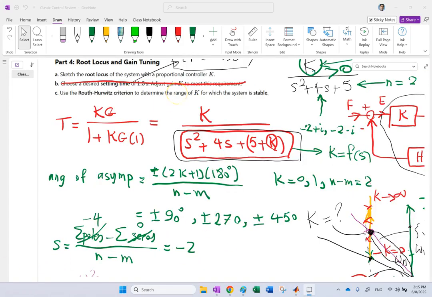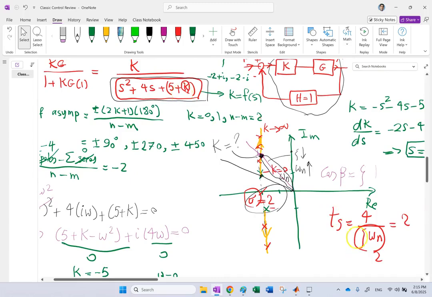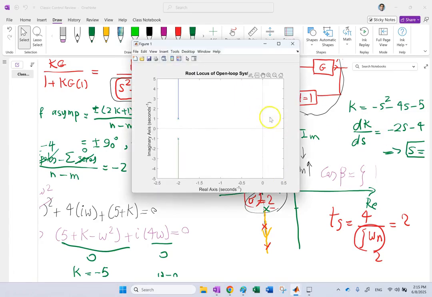Now it says, what range of K makes the system stable or unstable? In what range of K is the system stable? Well, clearly, looking at the root locus, the system is always stable regardless. Why? Because the root locus will never go to the right side of the imaginary axis. You never have poles on the right-hand side. So regardless of what K you pick, the system is always stable. So the range is 0 to infinity.